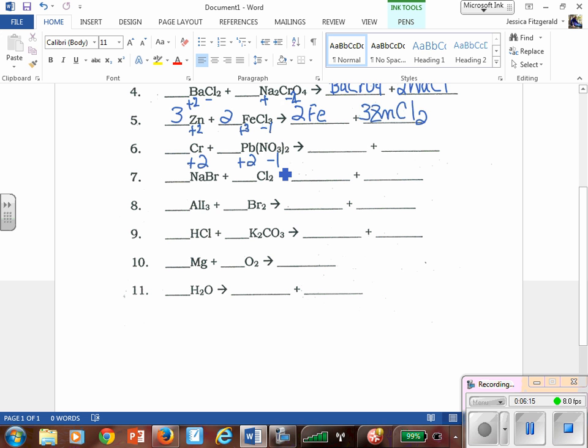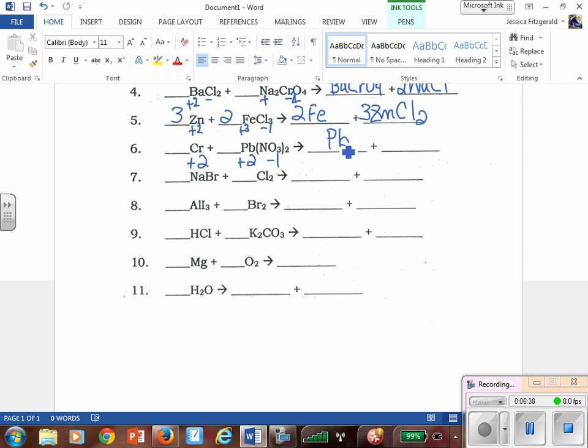So lead and chromium cannot go together because they both have a positive charge. So that means that lead will be your new single element, and it's not diatomic. So in number 5, notice we didn't make it F2 because iron is not a diatomic. That's the same thing with lead. It's not a diatomic, okay?